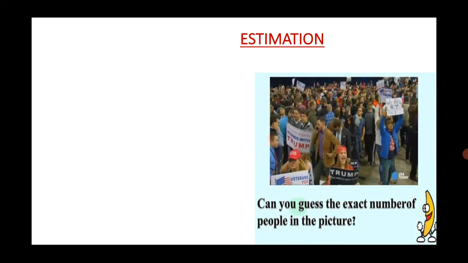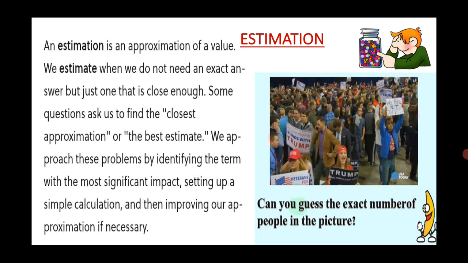Okay, so in this video we are going to learn so many things. The very first thing that we are going to learn is estimation. Now what is estimation? Dear students, if I ask you to tell me the exact number of people in this picture, or the exact number of balls in this jar without opening it, is it possible? No, it is not possible to tell the exact number. So what do we do? We just tell an estimated number, a rough number. So I can say that in this picture hardly 200 people are there, and in this jar 100 balls are there. So what is estimation? An estimation is an approximation of a value. We estimate when we do not need an exact answer but just one that is close enough. Okay, so this is estimation.